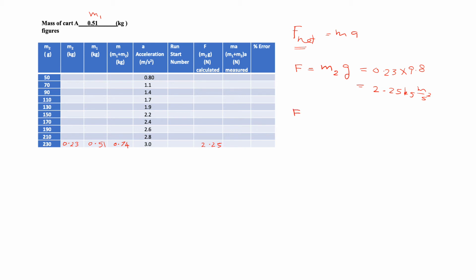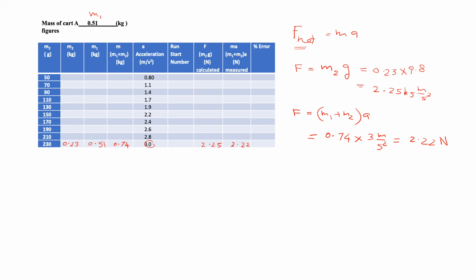And the second way is M1 plus M2 times a. a is the acceleration we measured, which is listed in this column. So M1 plus M2, which we just calculated, 0.74, times a, which is 3 meters per second squared. If you do that calculation, you will get 2.22 Newton.